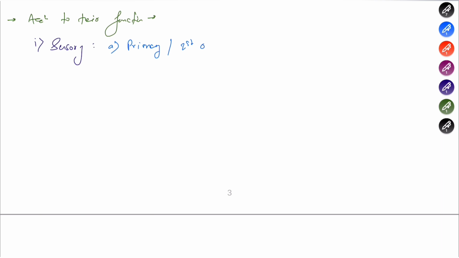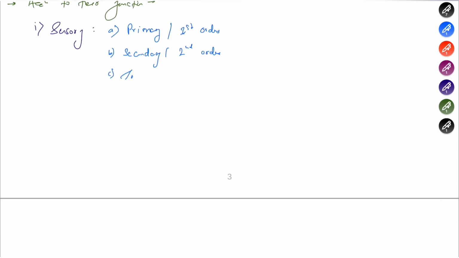Secondary is known as second order neuron, and tertiary is known as third order neuron. So what is the difference between them? Primary or first order neurons are present in the dorsal root ganglia of the spinal nerves.